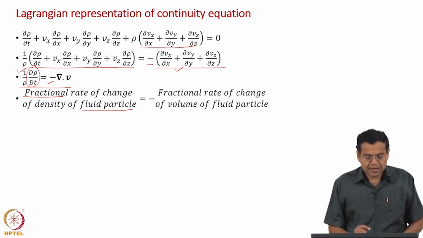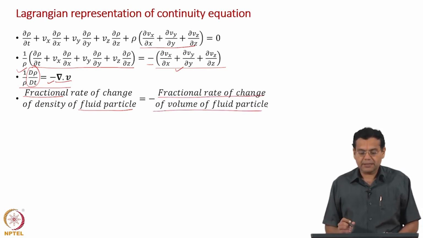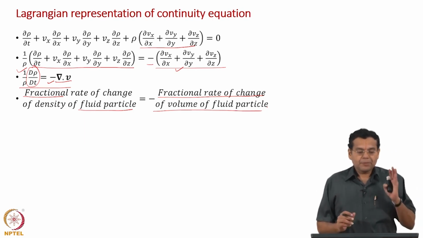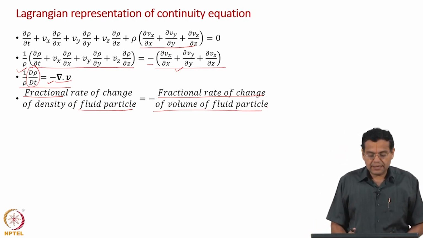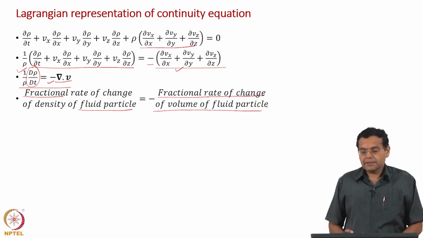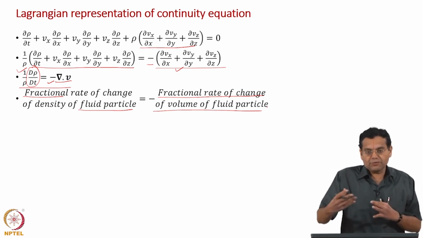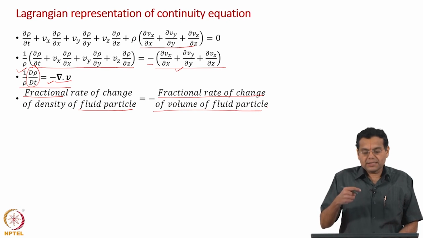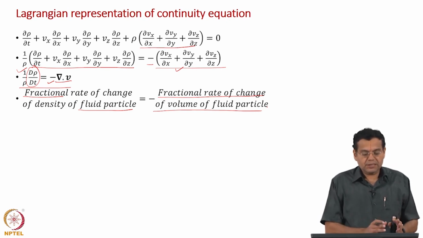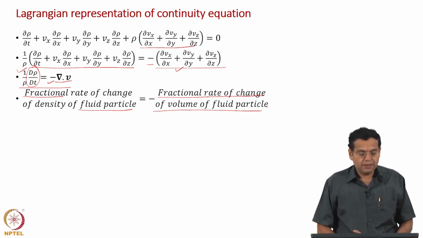On the right hand side, we have seen just a few slides back that del dot V represents the fractional rate of change of volume of a fluid particle. So, now look at the significance. Both the left hand side and right hand side correspond to a fluid particle. Left hand side represents fractional rate of change of density, right hand side fractional rate of change of volume, and both correspond to a fluid particle. So, as you follow a fluid particle, what is its rate of change of density? That is what is given by this equation of continuity expressed in this form.